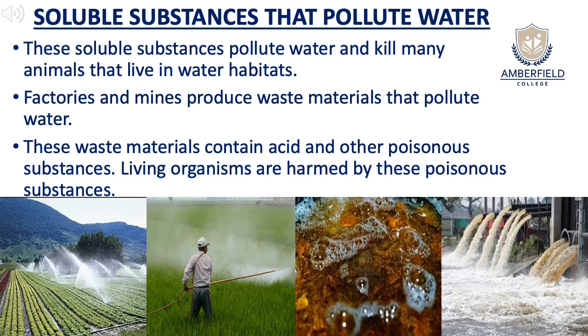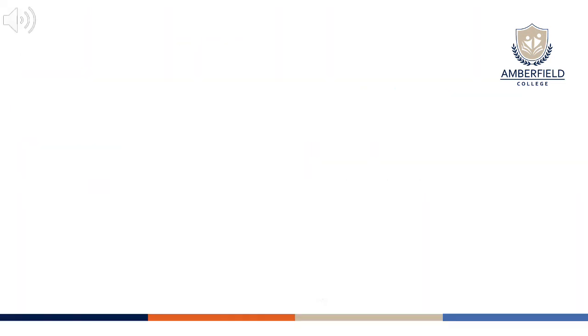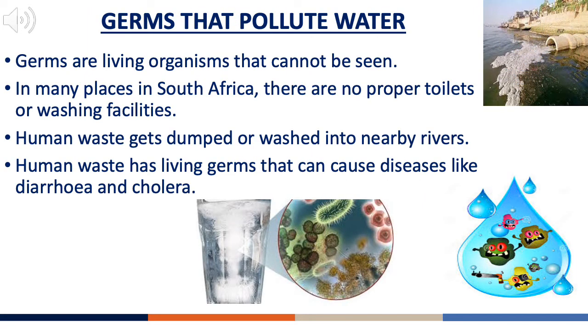Now, factories and mines produce waste materials that pollute our water. These waste materials contain acid and other poisonous substances. Living organisms are harmed by these poisonous substances. The next substance that pollutes our water is germs. Germs that pollute our water are things like living organisms that we cannot see. We can only see them under a microscope.